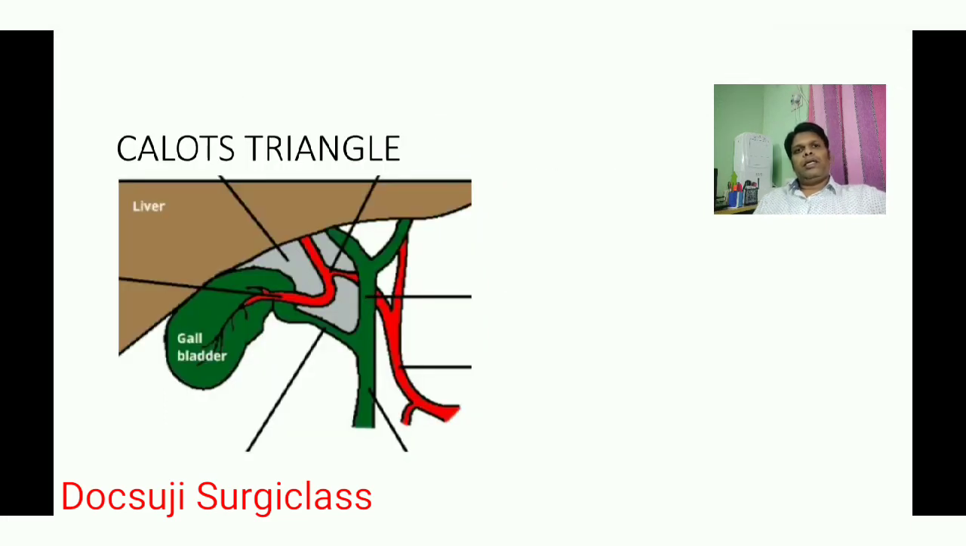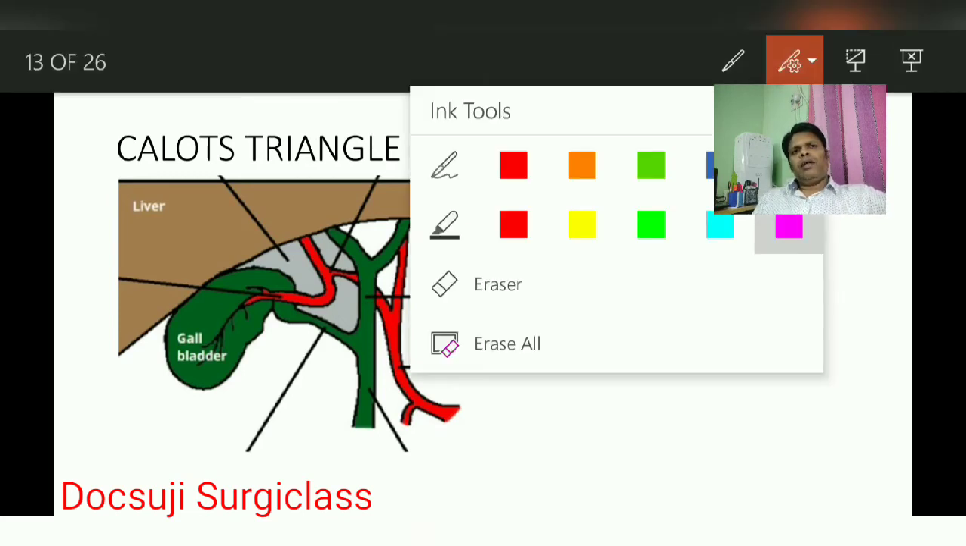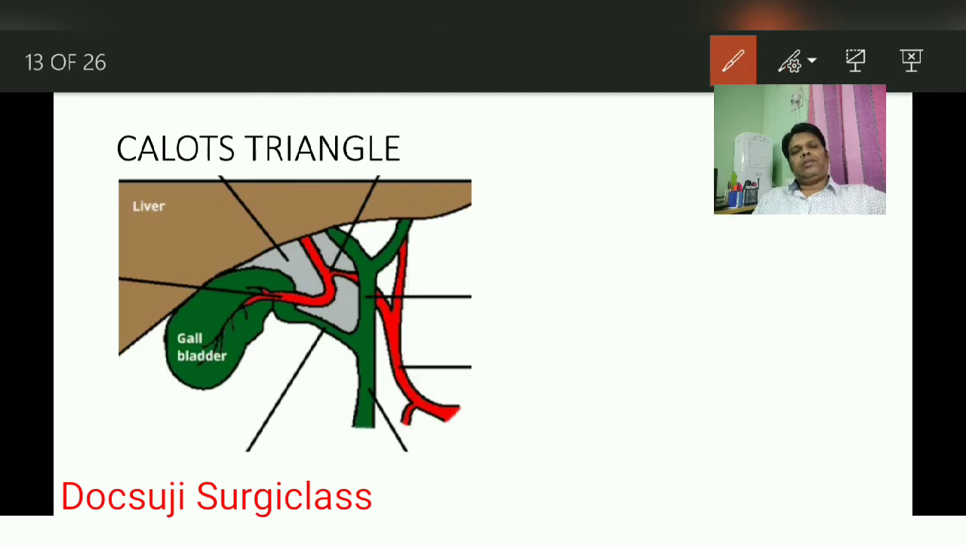So next triangle, Calot's triangle. What is Calot's triangle? Calot's triangle is mainly useful for doing laparoscopic surgery. Okay, in the original Calot's triangle, the boundaries are the cystic duct, the common hepatic duct, and then the cystic artery. So this is the original triangle, and the content will be the lymph node.